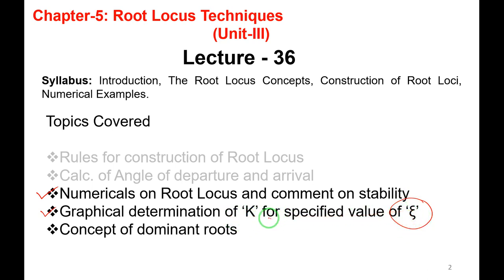Yesterday we have seen the graphical determination of k, right? That is, k is equal to the product of phasor lengths of poles p1, p2, p3 and so on, divided by the product of phasor lengths of zeros z1, z2, that we have seen, right? Okay, next we'll see the graphical determination of k for a specified value of z and the concept of dominant roots. All those things we'll study and we'll wind up this chapter, and we'll start with the next chapter in the next class, right?